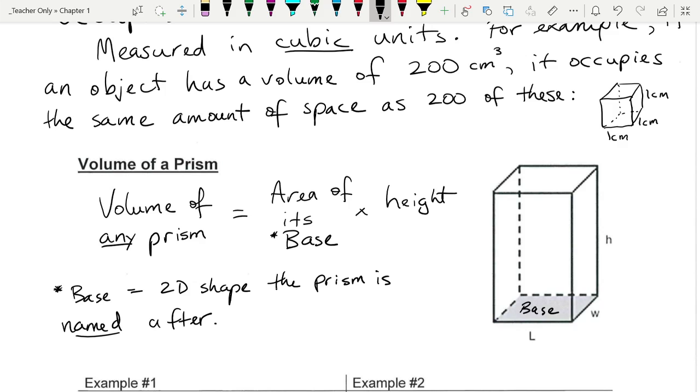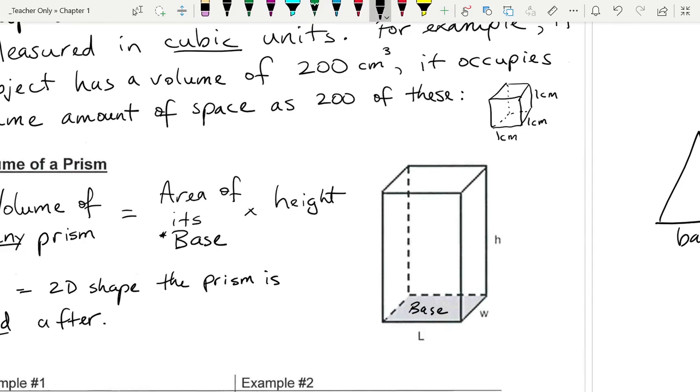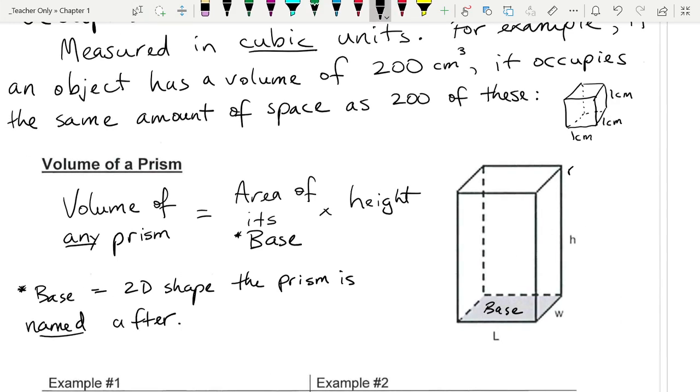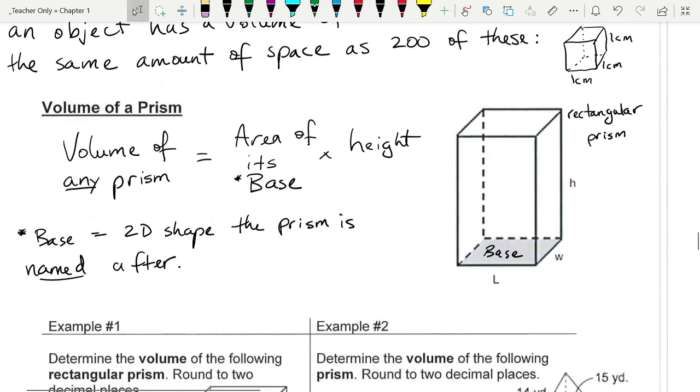And what do I mean by named after? Well, I'll label this as a rectangular prism. Why? Because the thing it's sitting on is a rectangle. And if I flipped it over, if I pushed it backwards and it landed on its back, it's still sitting on a rectangle. So it doesn't really matter which face I call the base on this thing. For this thing, the volume is going to be the area of the base it sits on, which is length times width.